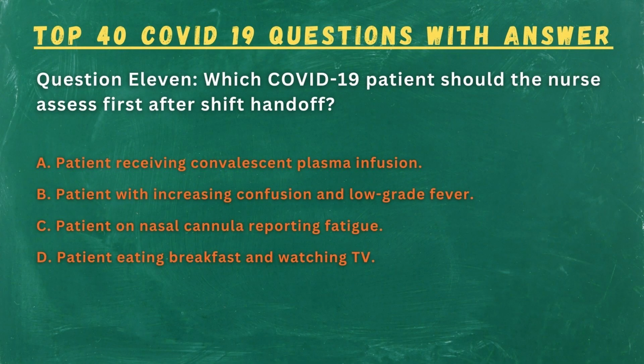Question 11. Which COVID-19 patient should the nurse assess first after shift handoff? A. Patient receiving convalescent plasma infusion. B. Patient with increasing confusion and low-grade fever. C. Patient on nasal cannula reporting fatigue. D. Patient eating breakfast and watching TV.